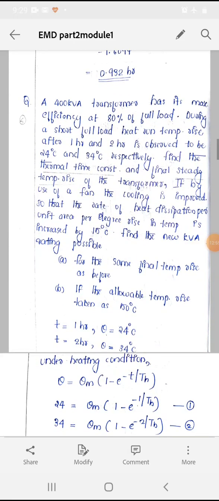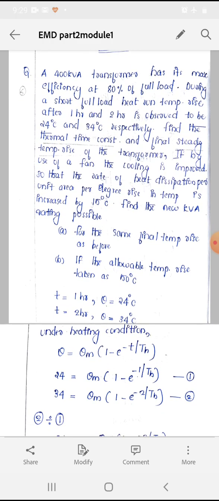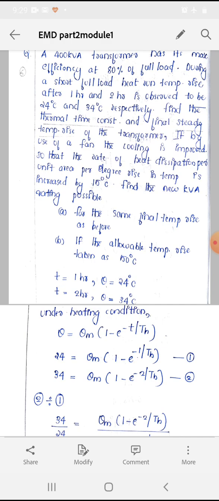Next question is, a 400 kVA transformer has its maximum efficiency at 80% of full load. During a short full load heat run, temperature rise after 1 hour and 2 hours is observed to be 24 degrees Celsius and 34 degrees Celsius respectively. Find the thermal time constant and final steady temperature rise of the transformer. If by use of a fan the cooling is improved so that the rate of heat dissipation per unit area per degree rise in temperature is increased by 15 degrees Celsius, find the new kVA rating possible.